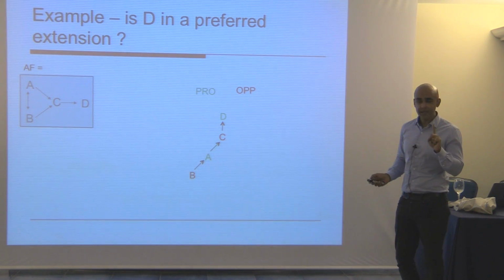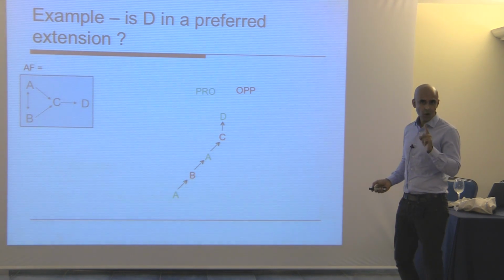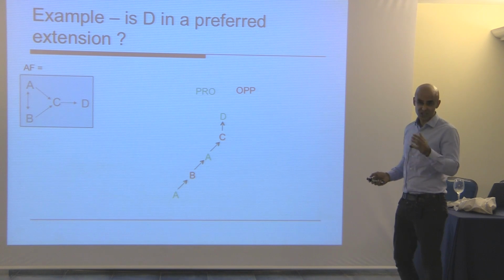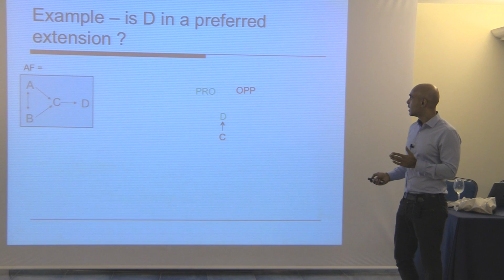Because we're playing the preferred game, Op can repeat A. Now, Op can't repeat B. Op cannot repeat in the same dispute line. Game over. Pro has shown that D is in a preferred extension. Of course, the game could have evolved another way. Pro wins.